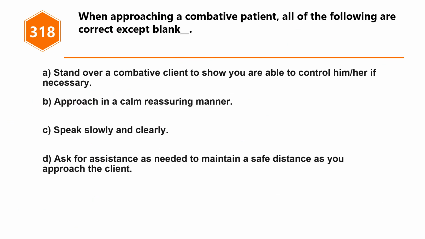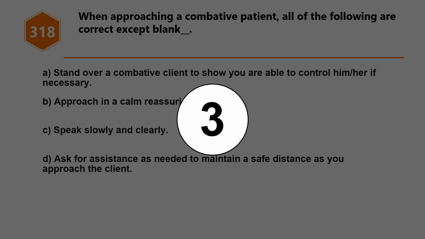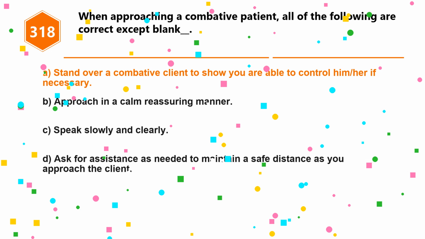Question 318. When approaching a combative patient, all of the following are correct except blank. Option A, stand over a combative client to show you are able to control him, or if necessary. Option B, approach in a calm, reassuring manner. Option C, speak slowly and clearly. Option D, ask for assistance as needed to maintain a safe distance as you approach the client. The correct answer is option A. Stand over a combative client to show you are able to control him/her if necessary.